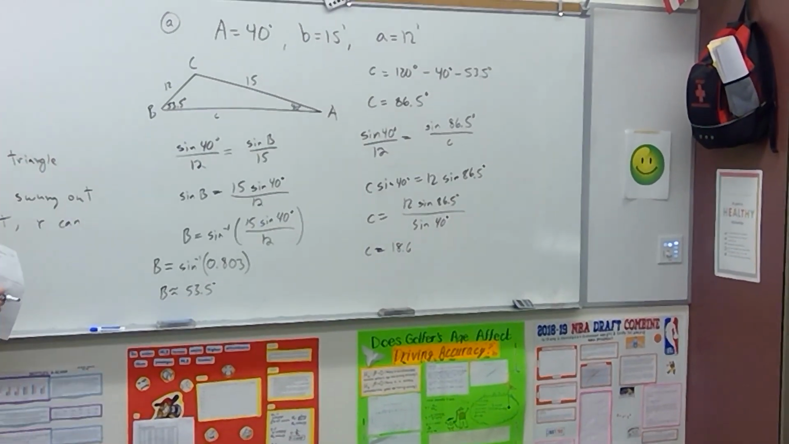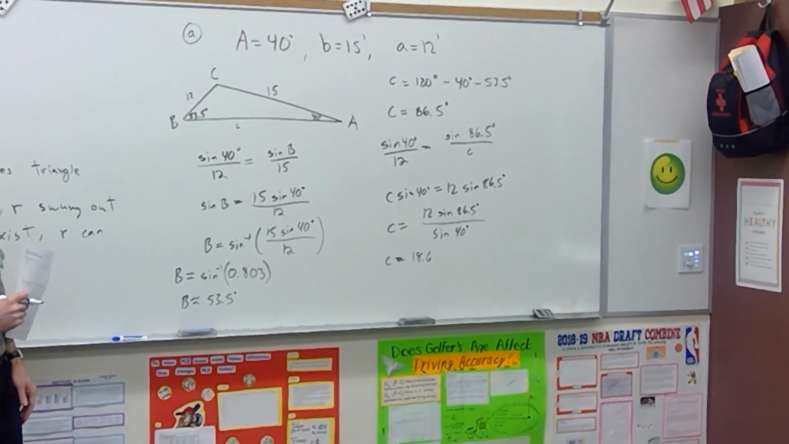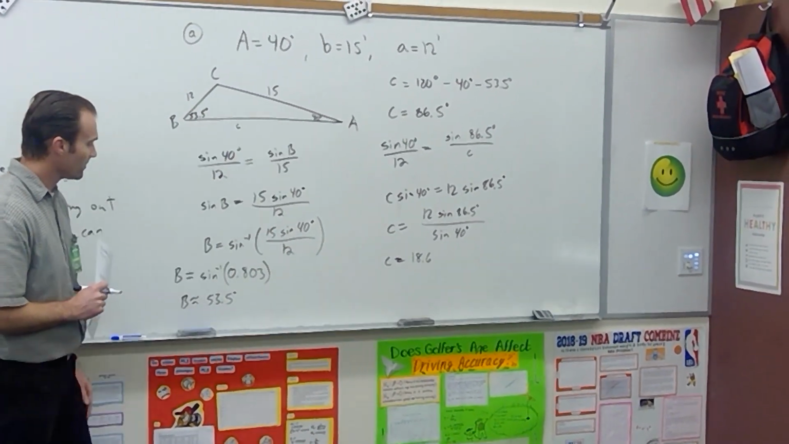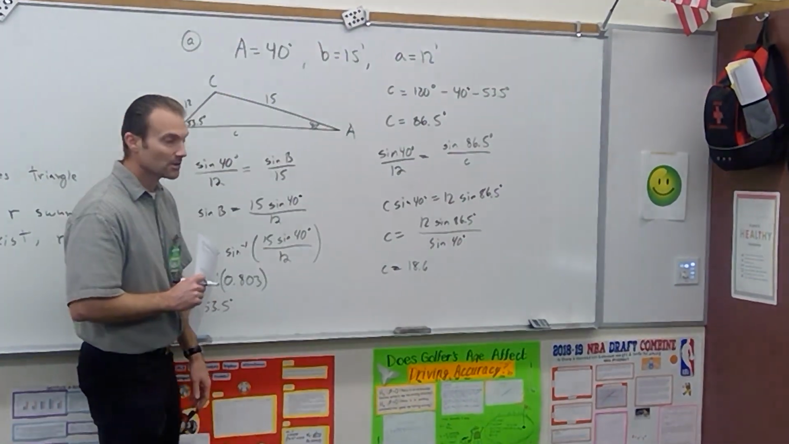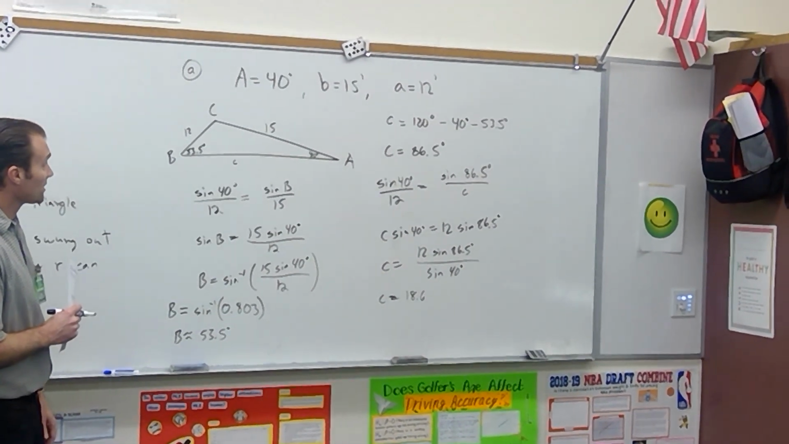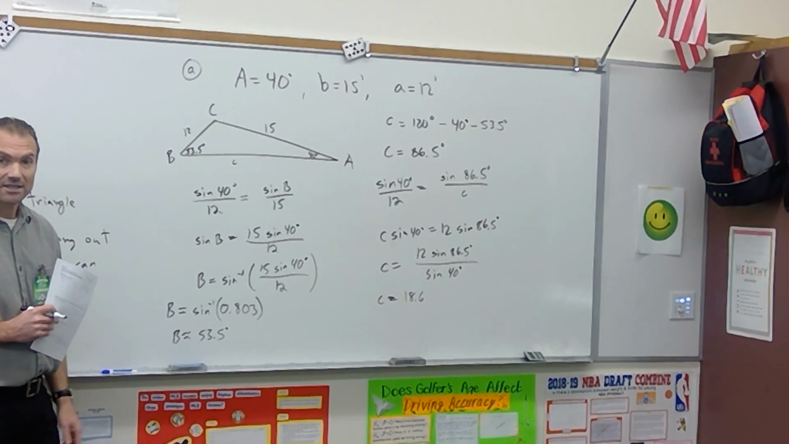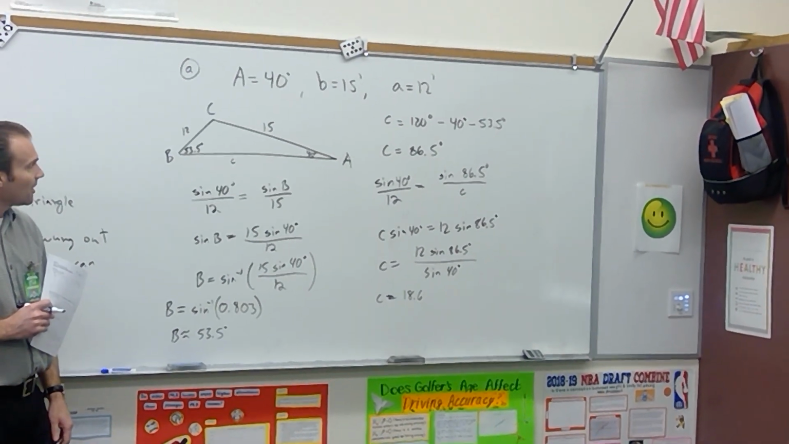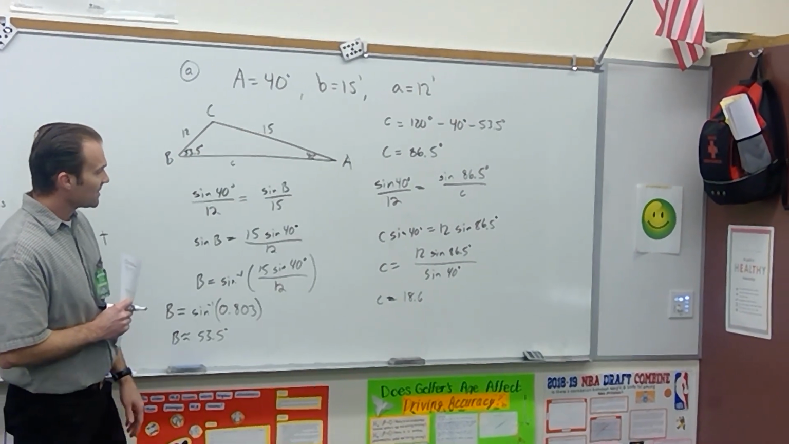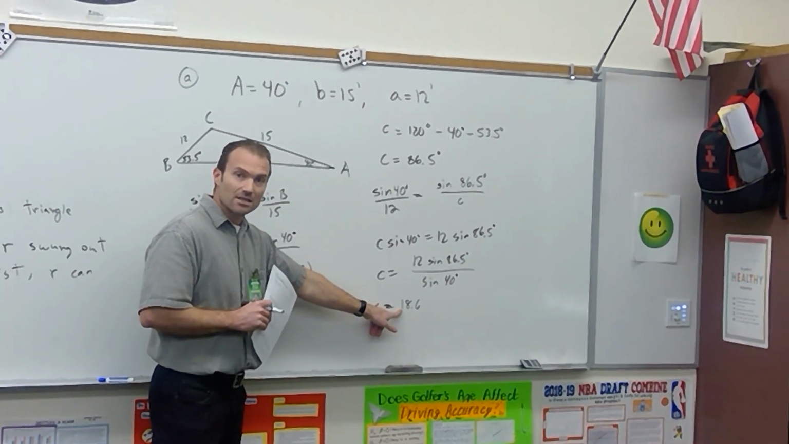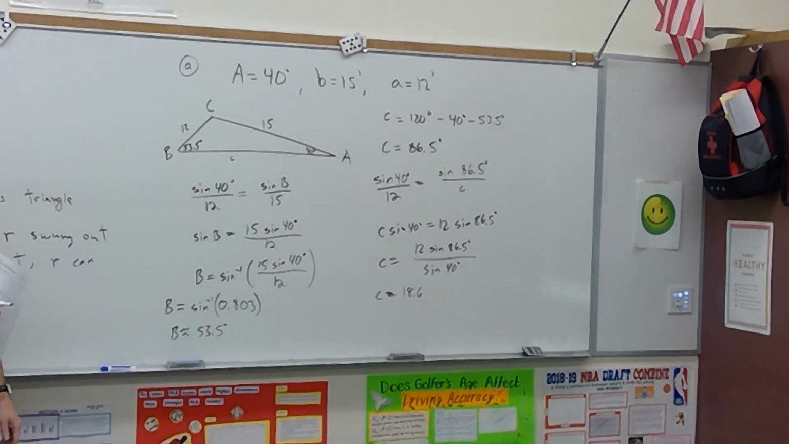Now, I go back and double check. My largest side is side C at 18.6. Is it across from my greatest angle? Angle C is, yes, my greatest angle. Okay. Then I go back and I say, okay, my smallest side's right here, 12. Is it opposite my smallest angle? Yes, it is. Are the sum of my two shortest sides, 12 plus 15, does that exceed my longest side? Yes, it does. So this triangle makes sense. It passes all of our triangle theorems.